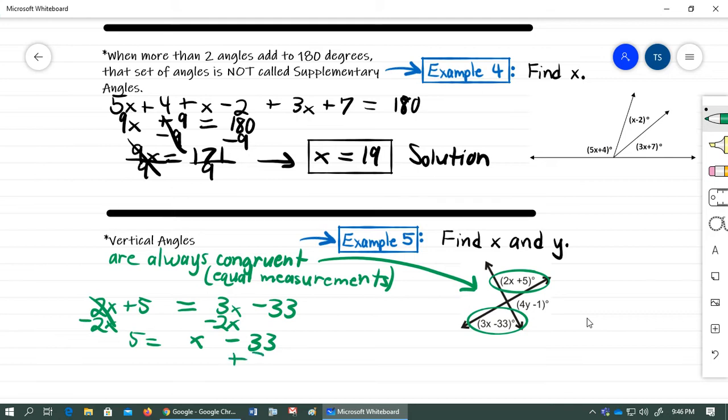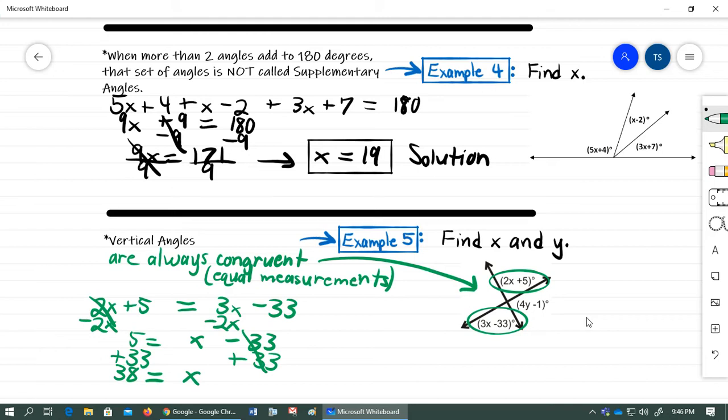All right, let's go ahead and get all our constant terms together on one side of the equation, isolated away from our variables. So let's add 33 to both sides. That gives us 38 on the left side of the equation. So here, we got x equals 38. We're halfway there.